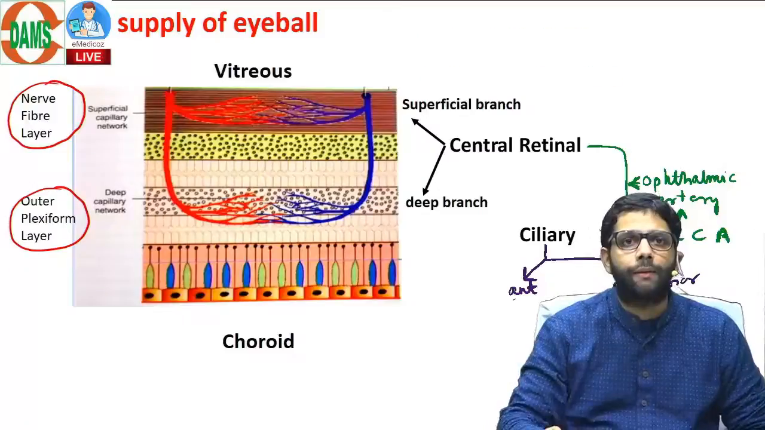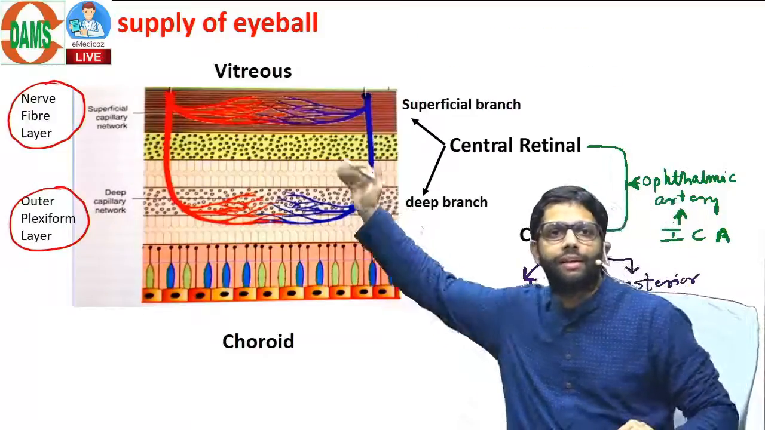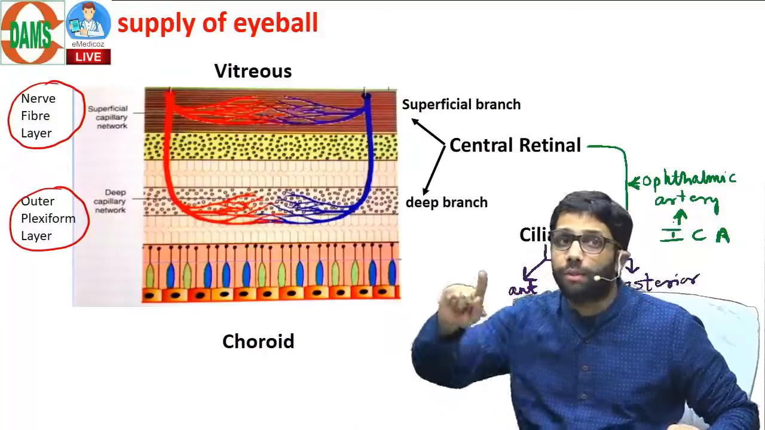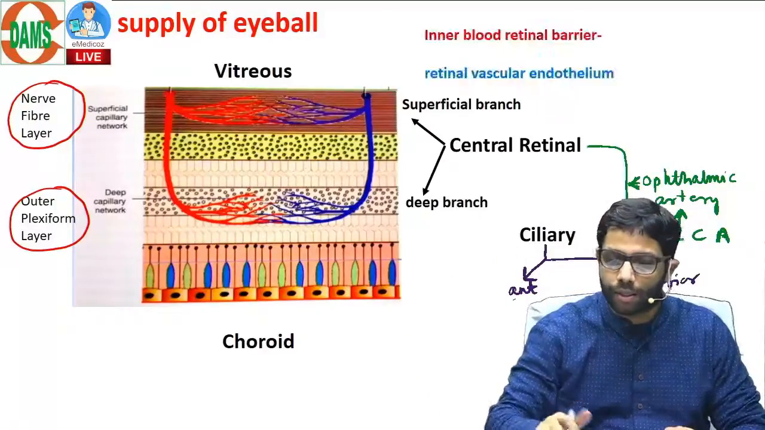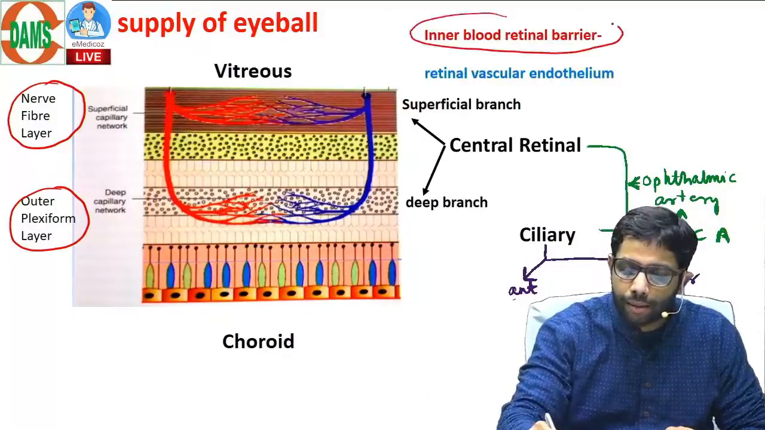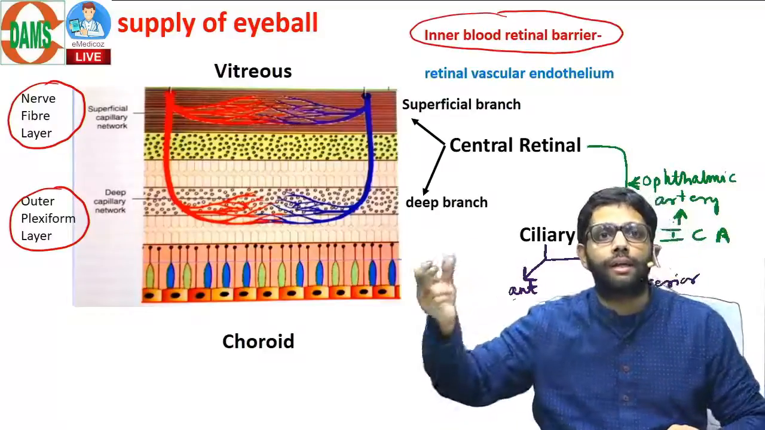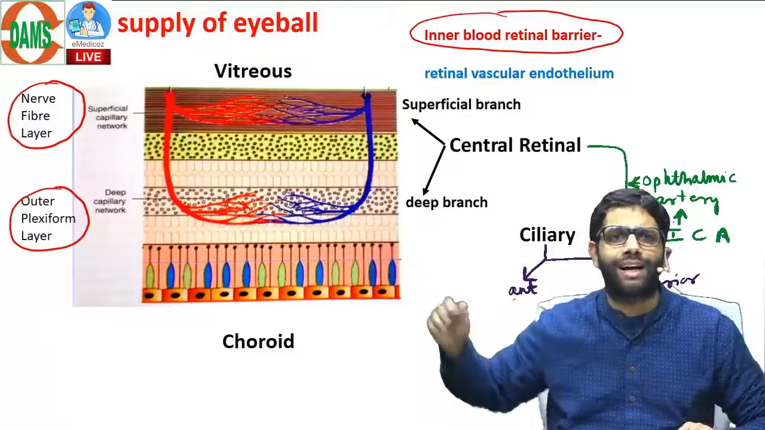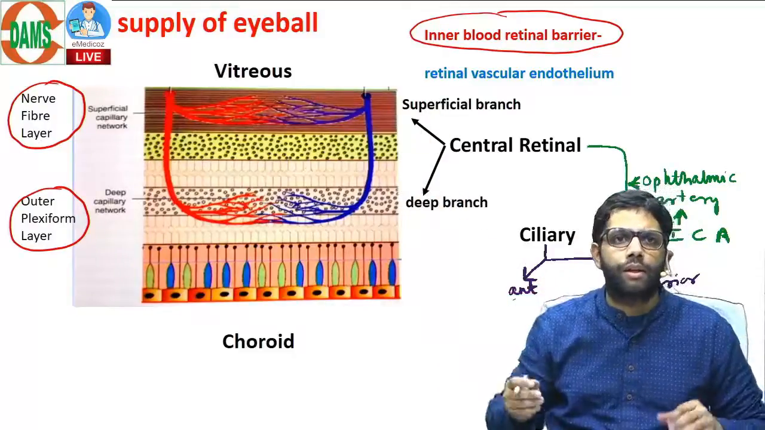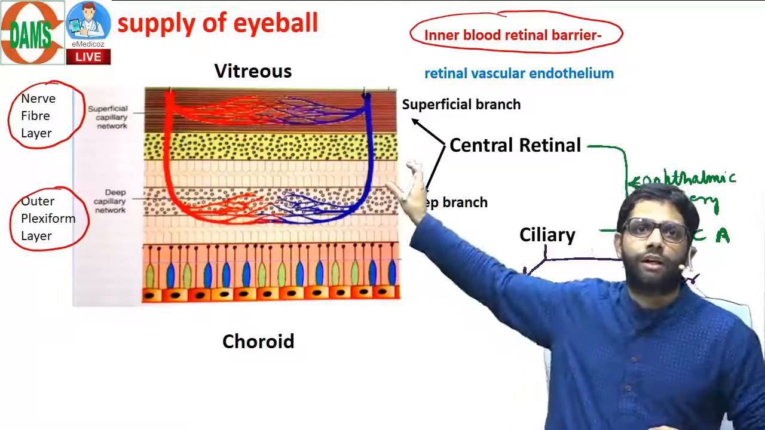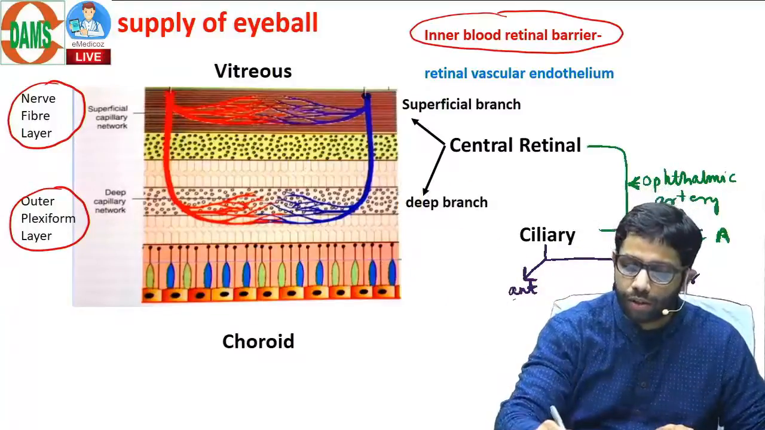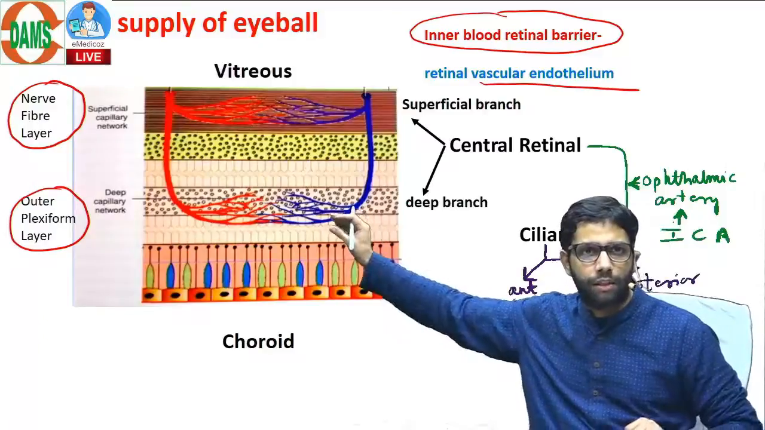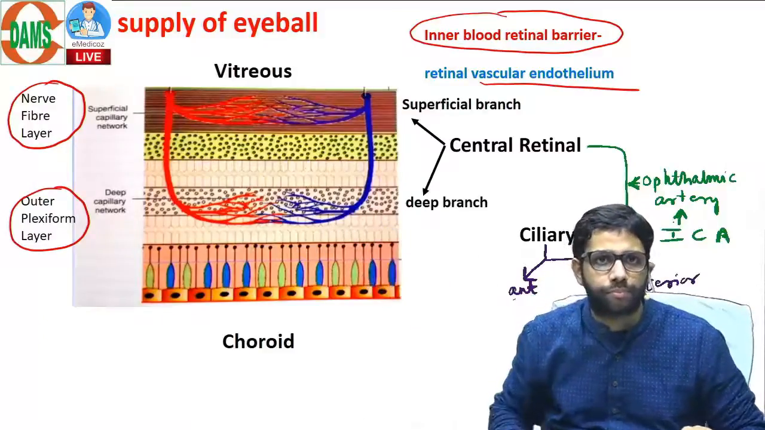So if they are intraretinal, the blood from the vessel can easily go into the retina. But it does not. Why? Because there is a barrier by the name blood retinal barrier. There is something which is preventing the blood of the retinal vessels from going into the retina. What is that? Blood retinal barrier. The inner barrier is because of the central retinal artery vessels, and it is because of the tight junctions of the retinal vascular endothelium, which prevent the vessel blood from going into the retina.